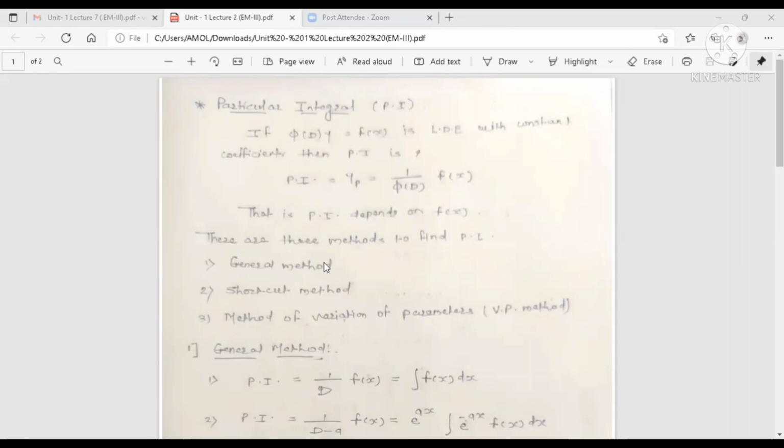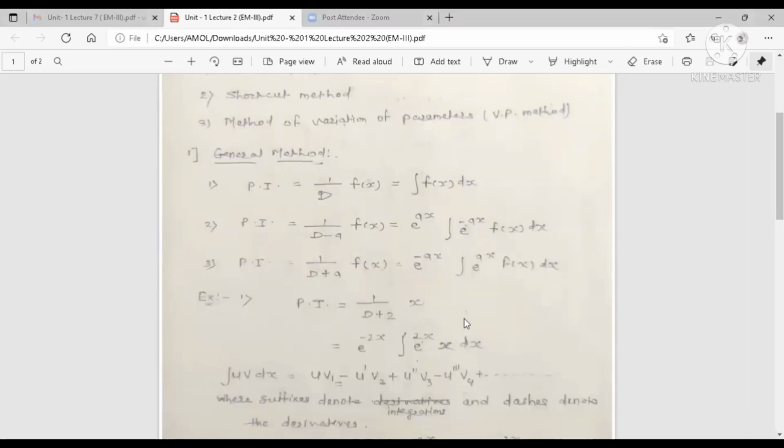Now, there are three methods to find PI. The first one is the general method. The second method is the shortcut method. The third method is the method of variation of parameters, that is, the VP method.